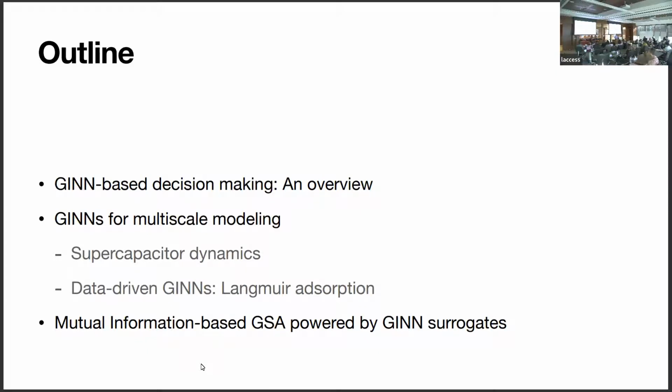After I give you some overview, the two examples are supercapacitor dynamics, and then a Langmuir adsorption model that comes up in hydrogen fuel cells. Then I'll tell you a little bit about using these surrogate models, and in particular some tools using mutual information for doing some sensitivity analysis that fits within this graph-informed neural network framework.